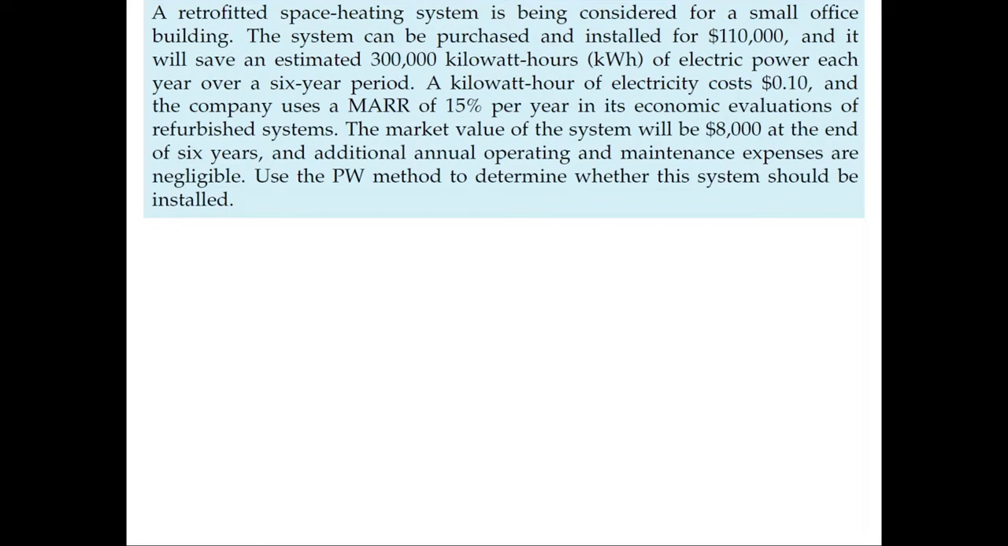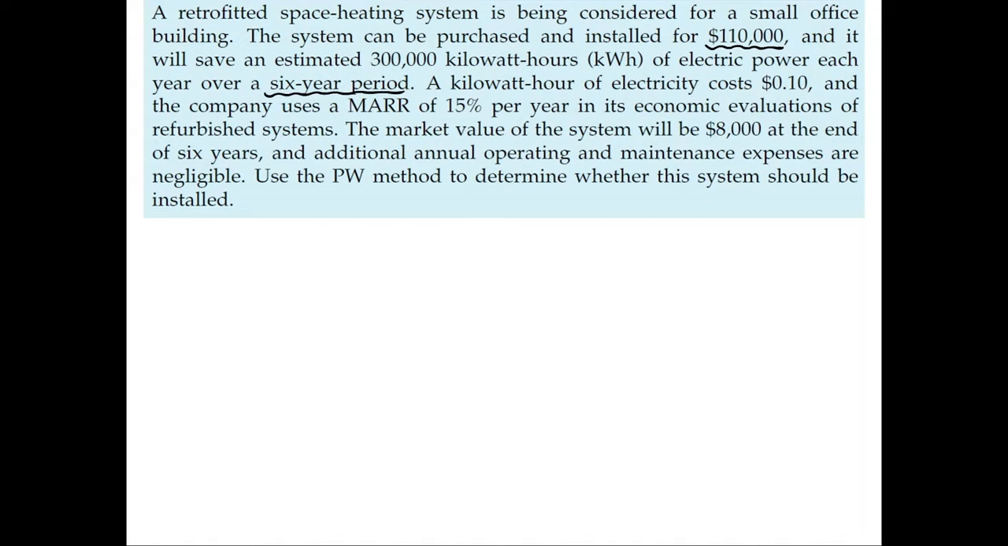Okay, so here, a retrofitted space heating system is being considered for a small office building. You want to install a new heating system. The system can be purchased and installed for $110,000. So that's the capital investment you want to pay for this new system. And it will save an estimated 300,000 kilowatt hours of electric power each year over a 6-year period. So the timeline is a 6-year period.